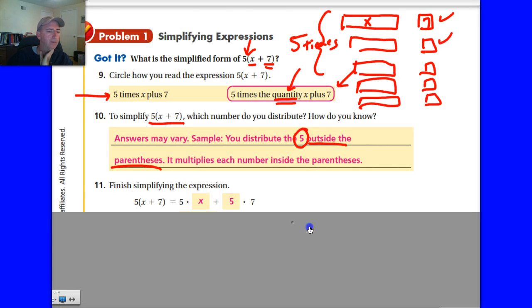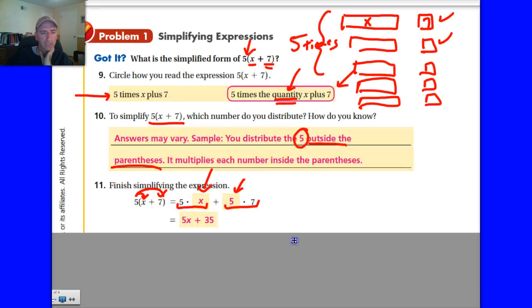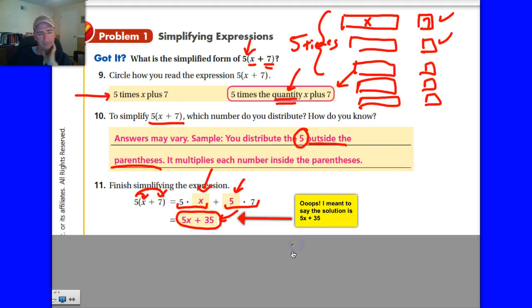Then in number 11, they have you fill in the blanks. 5 times the quantity x plus 7, so you would go 5 times x, so x goes in that box. Then you take 5 times 7, so 5 goes there, so you have 5 times x plus 5 times 7. If we work that out, 5 times x is 5x, and 5 times 7 is 35. So the solution there is 5x plus 35, and you can't do anything more on that. We'll look at the reasons why later.